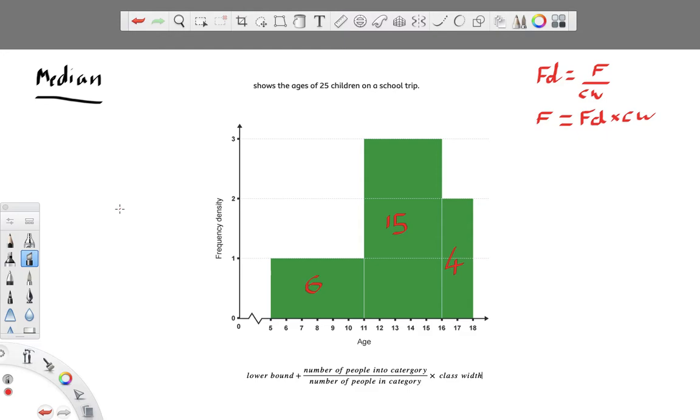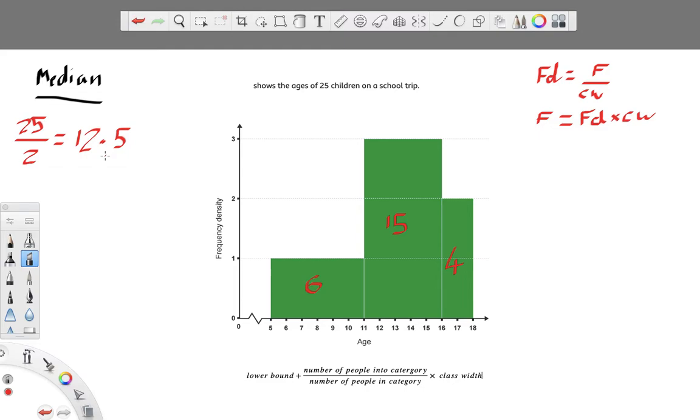Okay then. So we're going to estimate the median. How do we go about doing that? Well, we know that the median is the middle value. So if you've got 25 students on this trip, the median is half of those, and 25 divided by 2 is 12.5. So we're looking for the 12.5 student. Obviously this is an estimate of the median, so it doesn't have to be entirely accurate, it is an estimate.